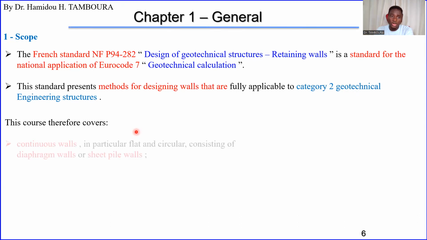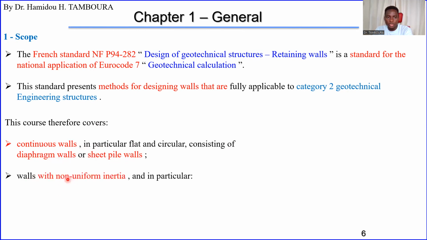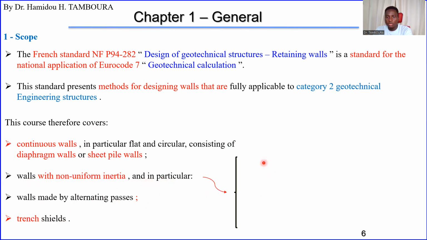It will cover the following points: continuous walls. These are like diaphragm walls, sheet pile walls, and walls of non-uniform inertia. I will give more detail about this point later. But we have also the walls made by alternate panels. I will show you what is the meaning of this. And trench walls also. For this one, we have at least 4 types.